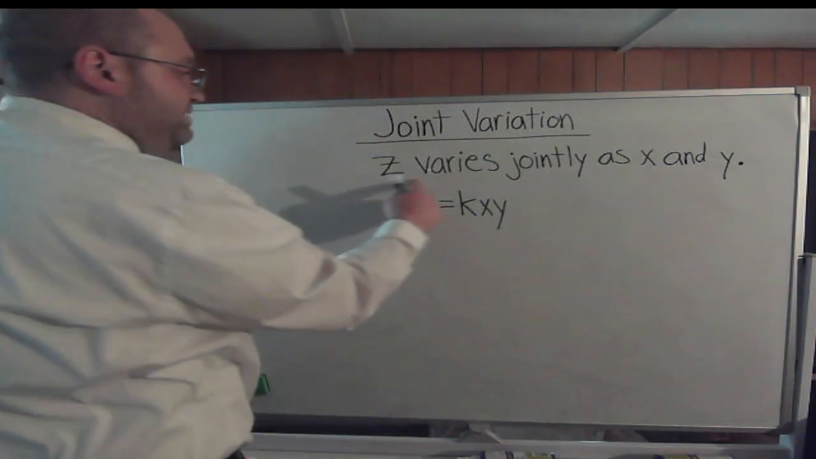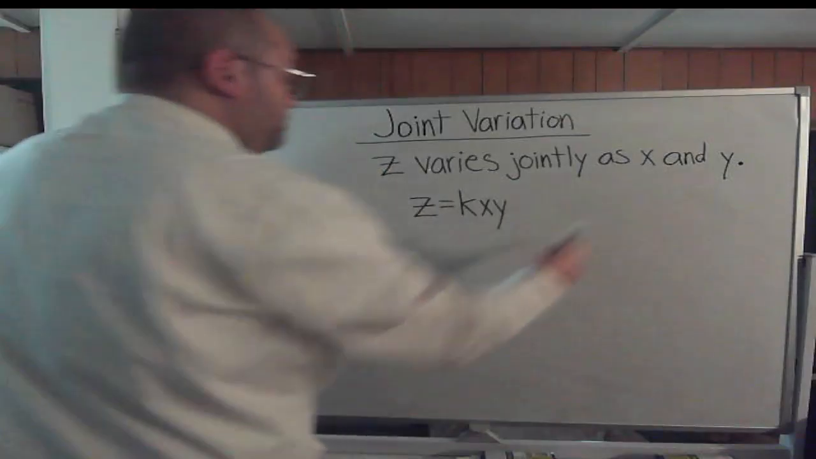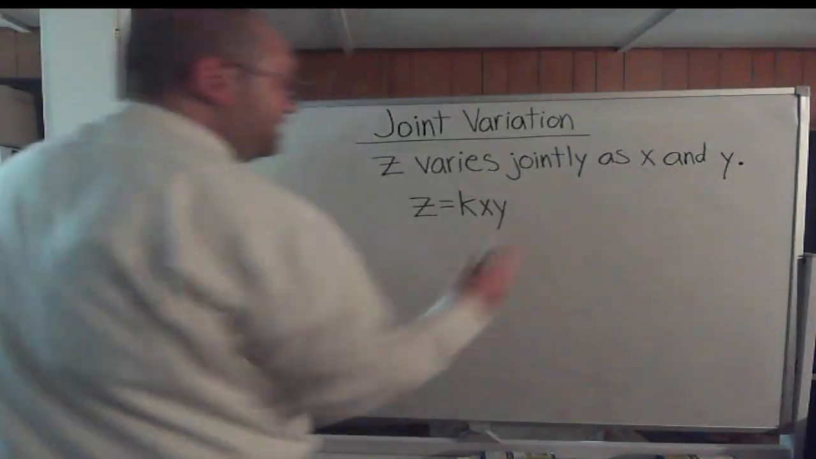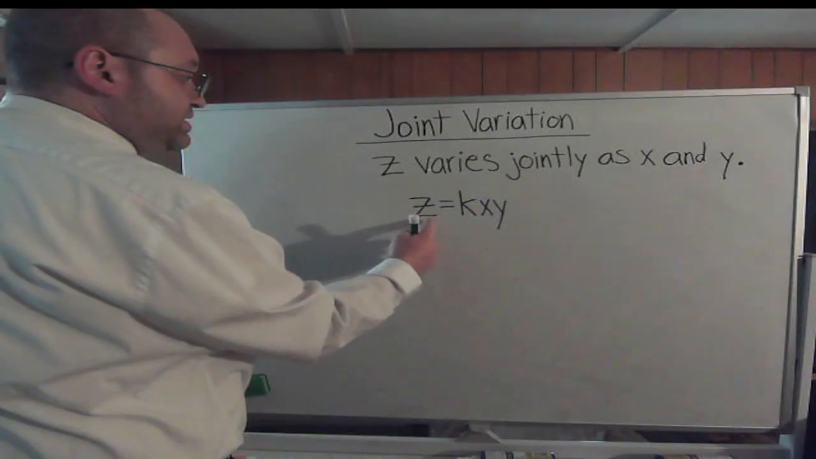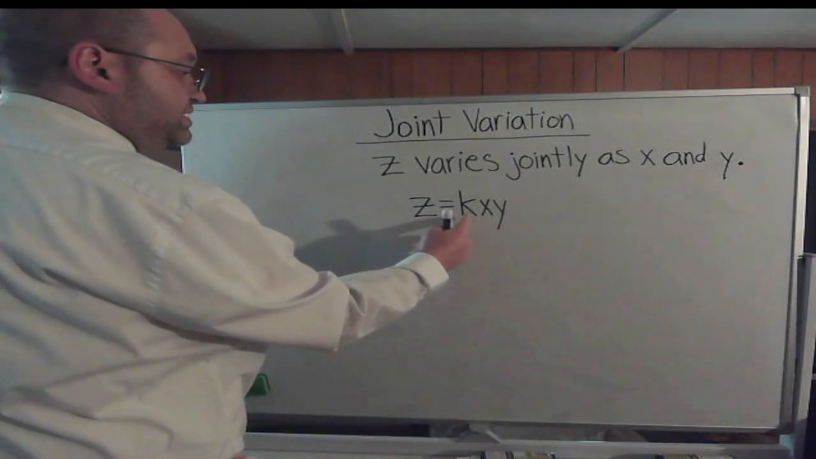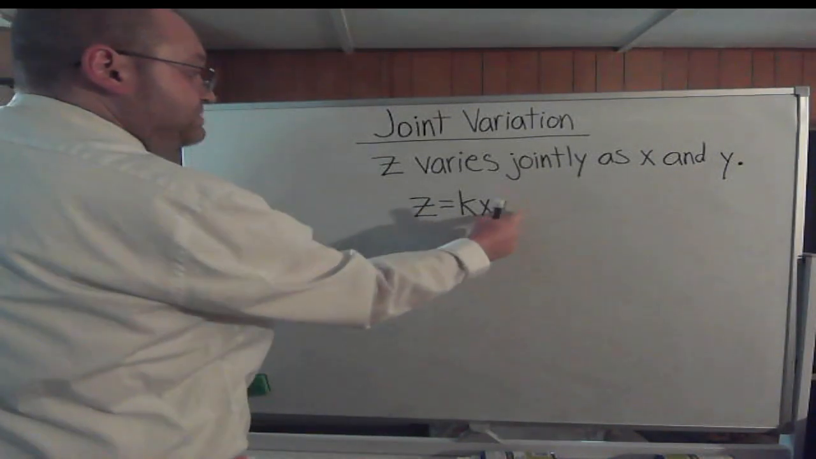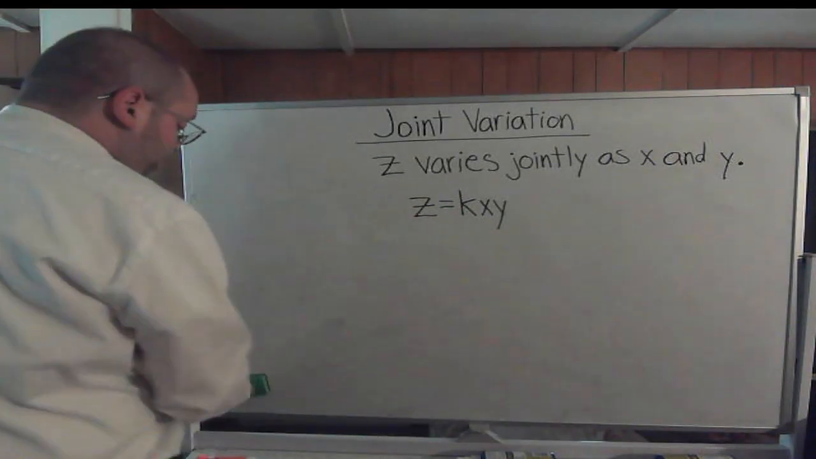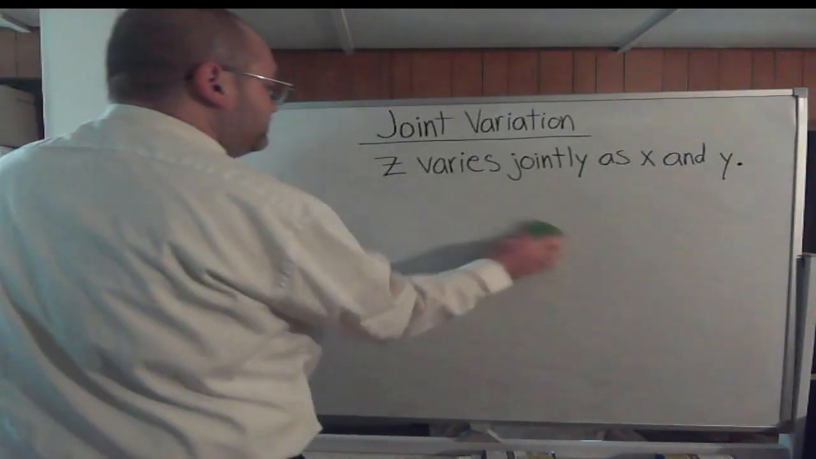So you get z varies jointly as x and y. If you ever see z varies jointly as x and y, that means z equals that constant of variation k times x and y. So that's how you would deal with joint variation. And I do have some examples here.